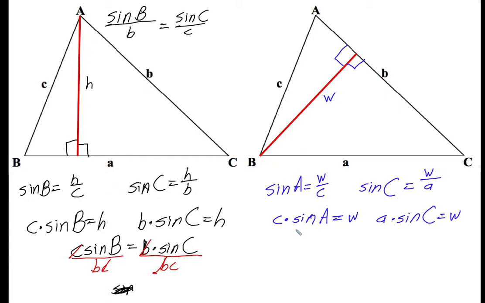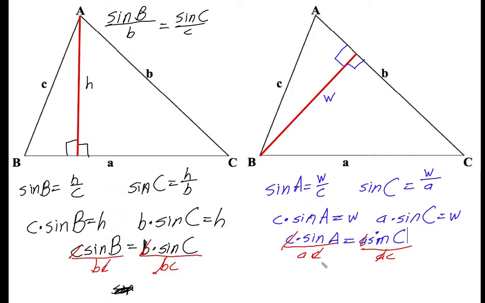Then, they both equal W, so they have to equal each other. C times the sine of A must equal A times the sine of C. And you probably know what's going to happen next here. We're going to divide both sides by little a and little c. On the left, the c's cancel. On the right, the a's cancel.